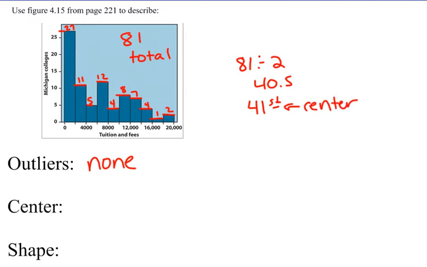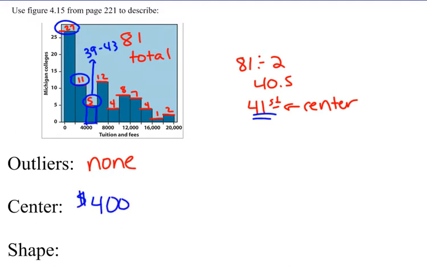So I'm going to try to figure out where my 41st value is. I have 27 plus 11, that makes 38. And then if I add 5, this bar right here has the 39th value through the 43rd. Since 41 is what I'm looking for, my center is in this bar right here, so between 4 and 6,000 is what I would say.